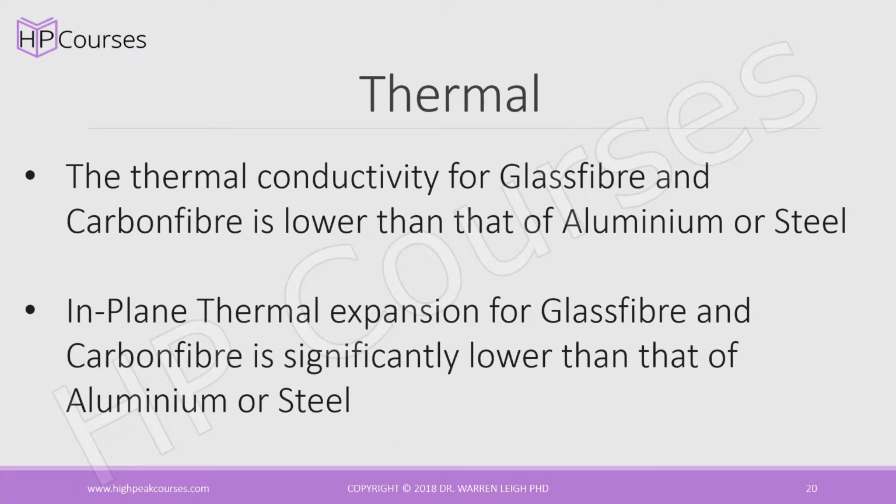The thermal properties of carbon fibre and other composite materials can be significantly different than metals. The thermal conductivity for glass fibre and carbon fibre is lower than that of aluminium or steel. In plane thermal expansion for glass fibre and carbon fibre is significantly lower than that of aluminium or steel. Thermal properties such as the coefficient of thermal expansion should be considered when there exists a possibility of thermal mismatch between composites and metal parts which are joined or within the same structure.